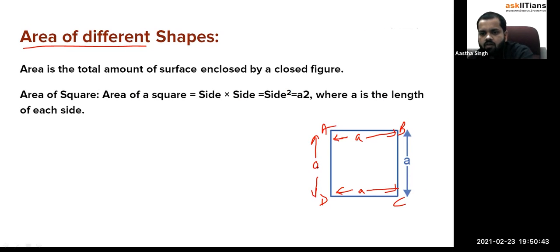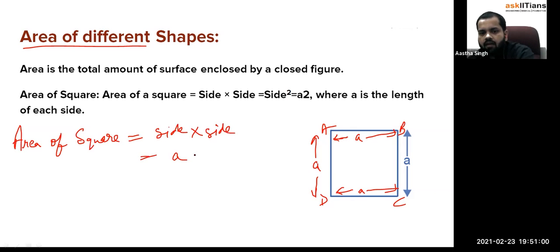Right guys? So what is the area of a square? The area of a square is equal to side into side. Basically, your side is A, so A into A will become A square, right?